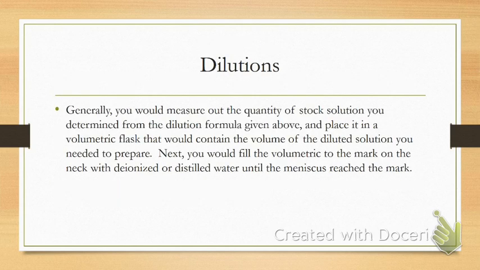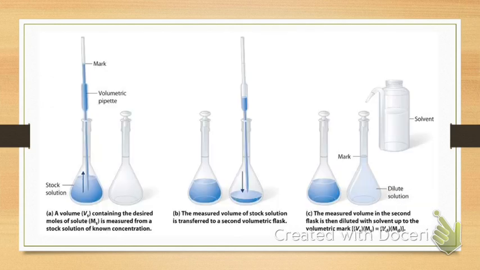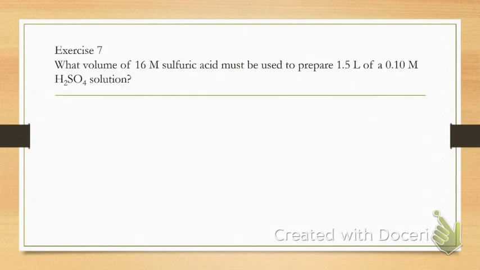Okay, dilutions, we already talked about that. Same kind of process: you would deliver the concentrated solution and then add water to the mark. Again, you would get some of it mixed in before filling all the way up, and you don't want to overflow, so leave some space. So what volume of 16 molar sulfuric acid must be used to prepare 1.5 liters of 0.10 molar H2SO4?